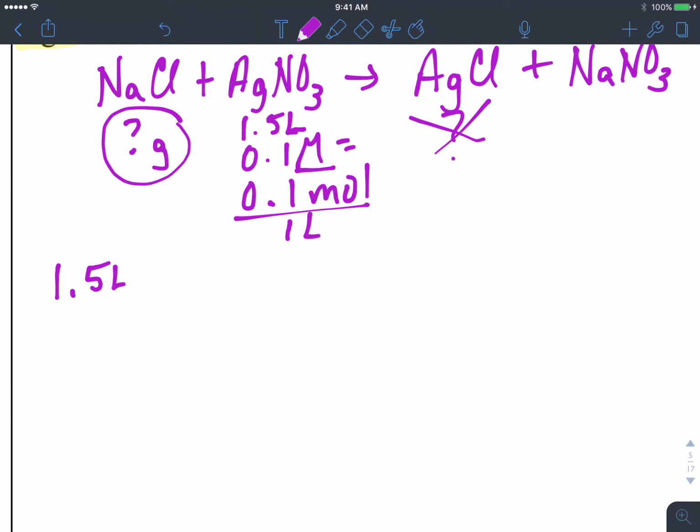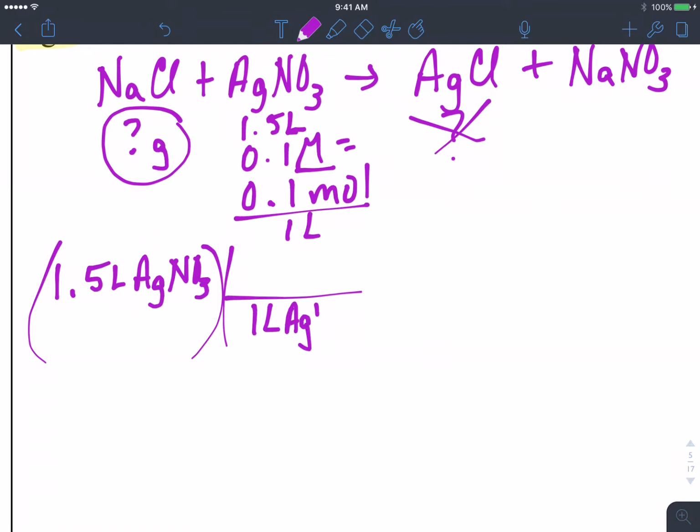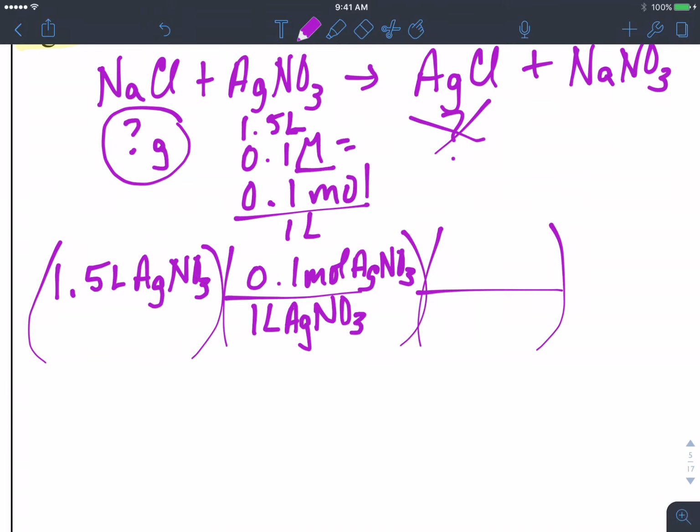All right, so let's start with our given. 1.5 liters AgNO3. How do we get from liters to moles? We use molarity. 1 liter of AgNO3 gives us 0.1 moles of AgNO3. Now, how do we get from moles to NaCl? Our mole to mole ratio. The coefficients for AgNO3 and NaCl are both 1. So it's a 1-to-1 ratio. So we simply write that out.